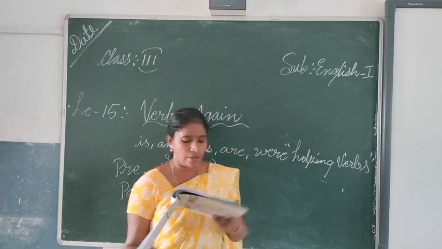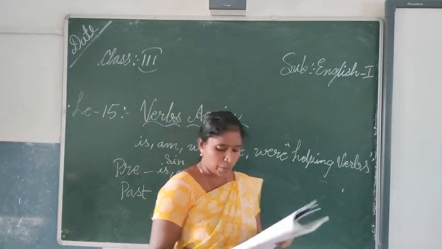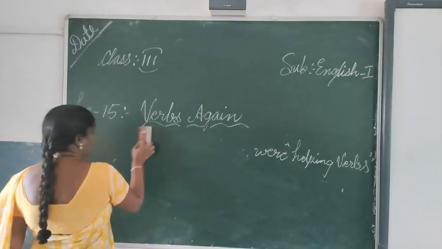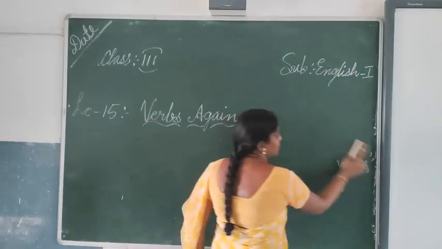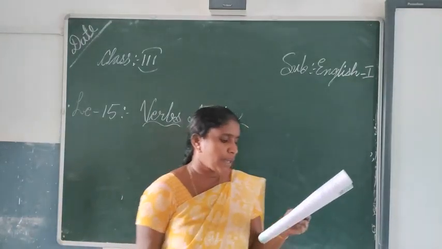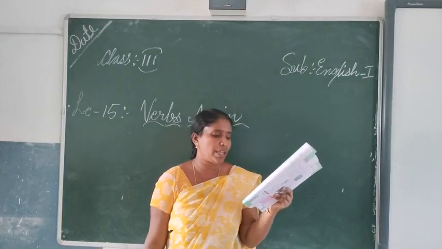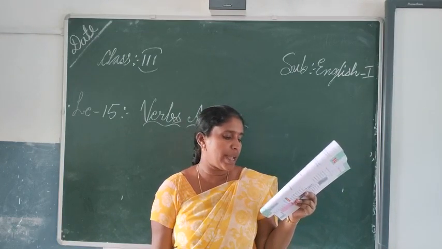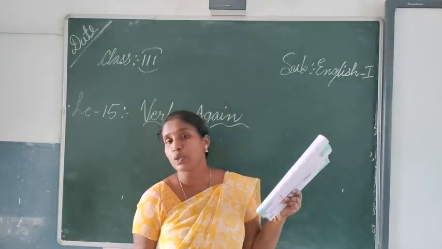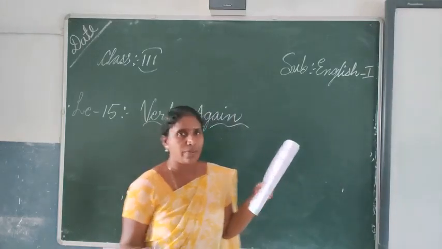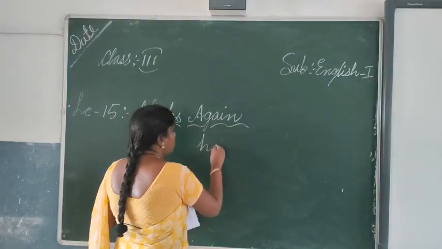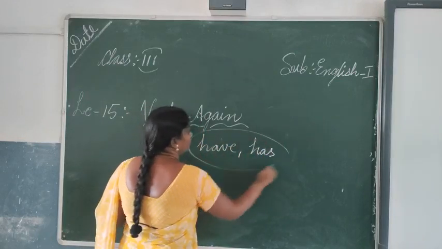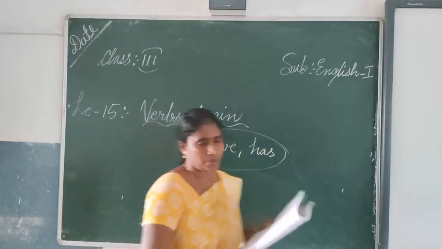The same way, exercise number 8: fill in the blanks with has or have. This has or have is used in the present tense. In present perfect tense we will be using has or have. Our cat has caught a mouse. This dosa has no oil. So in present perfect tense, has or have will be used to complete the sentence. These also come under the helping verbs.